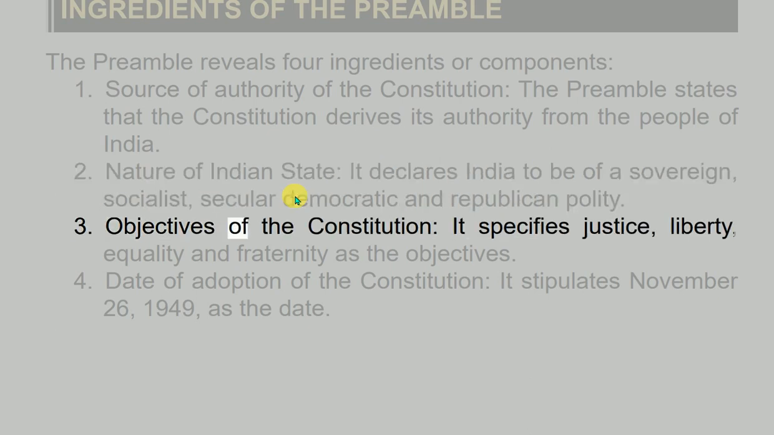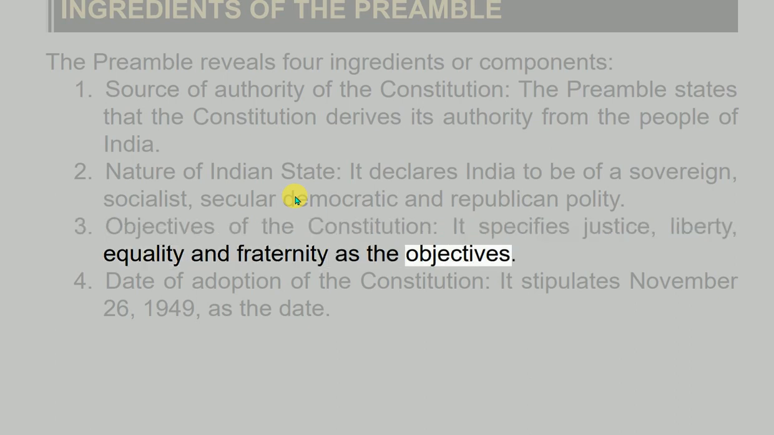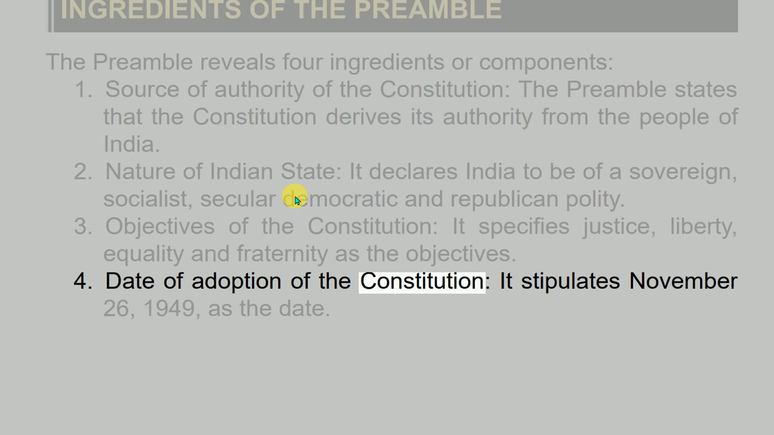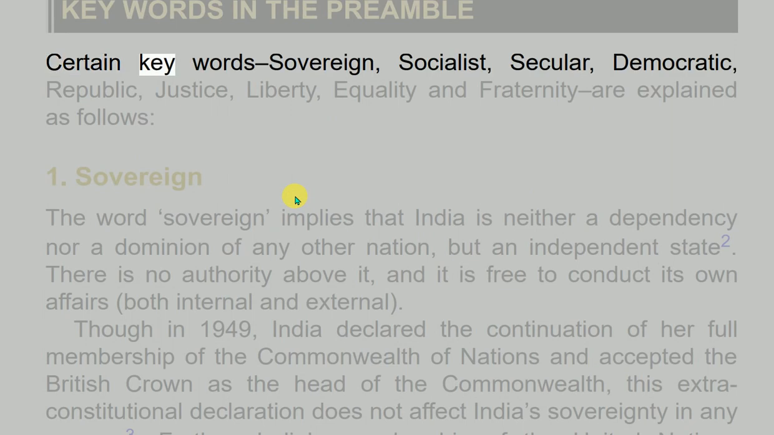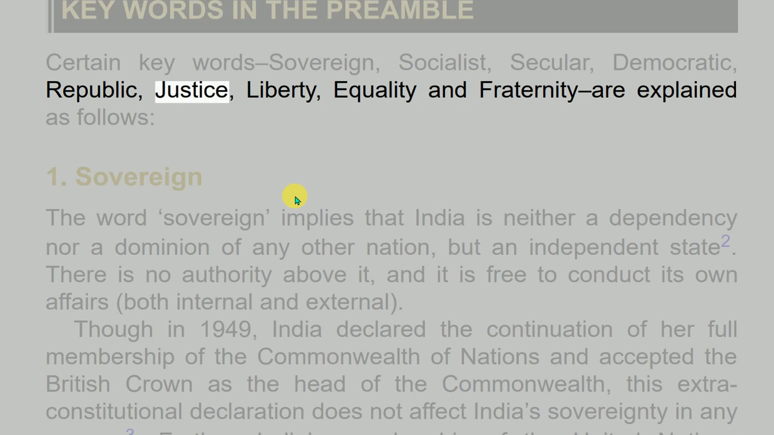3. Objectives of the Constitution. It specifies justice, liberty, equality and fraternity as the objectives. 4. Date of adoption of the Constitution. It stipulates November 26, 1949, as the date. Keywords in the preamble. Certain keywords: sovereign, socialist, secular, democratic, republic, justice, liberty, equality and fraternity are explained as follows.